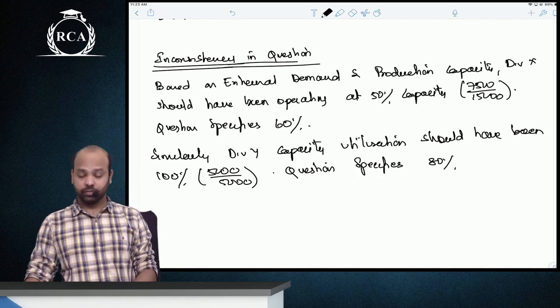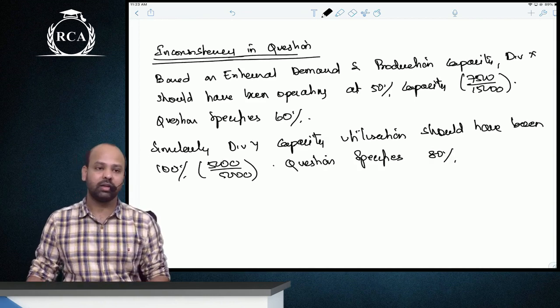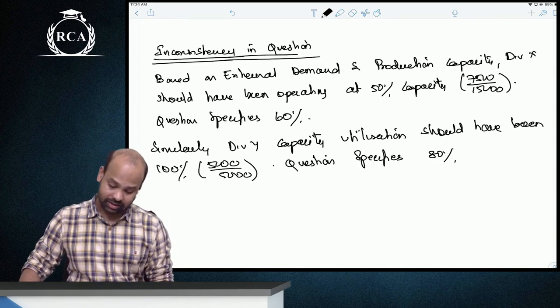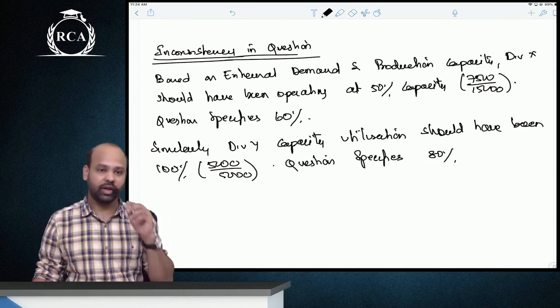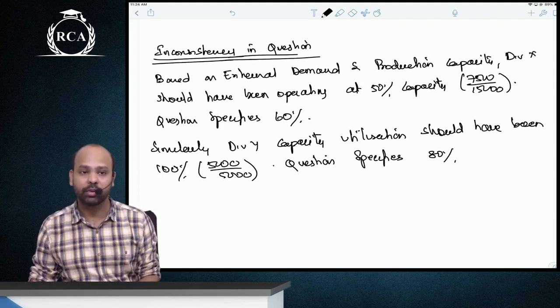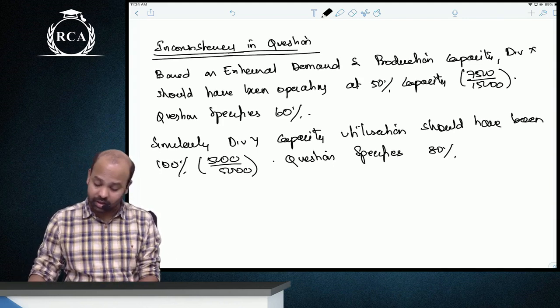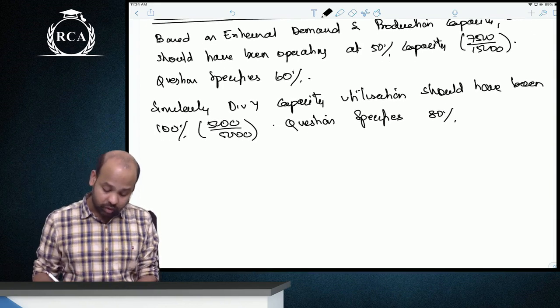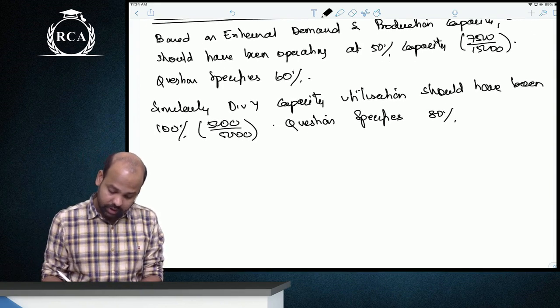Yes sir. Are you understanding? Yes sir, we are trying to understand this. The question specifies only 80%, but then they could have operated at 100%. They were operating at 100%. But let us ignore that now and move on.